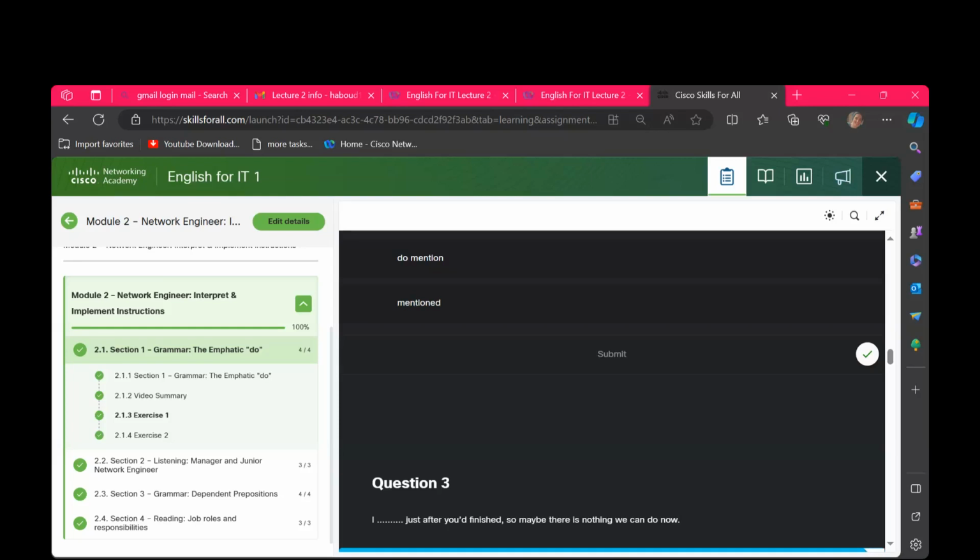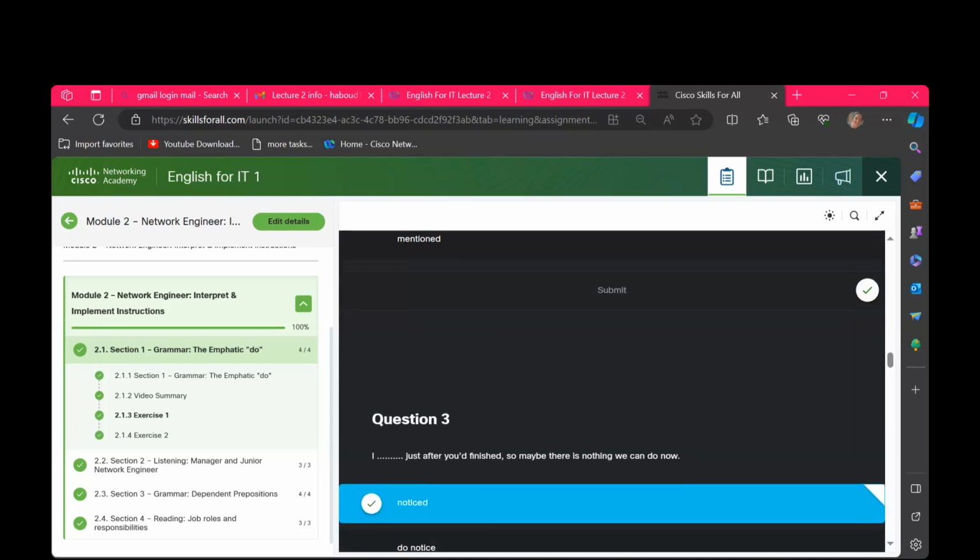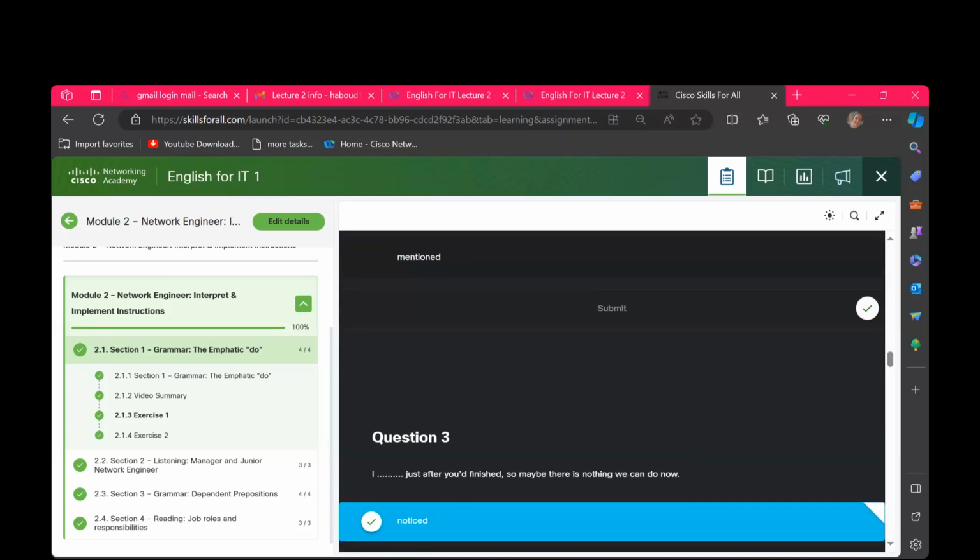في emphatic, في emphasis هنا؟ What do you think? No. فيش أي emphasis. ما أقدرش أستريس على حاجة. I noticed just after you had finished. So maybe there is nothing we can do now. Bravo عليكو.